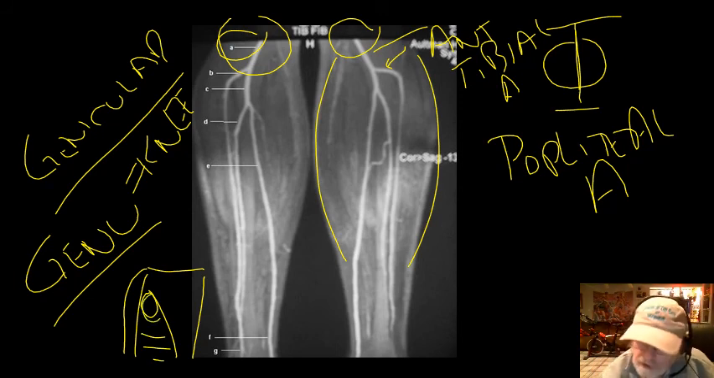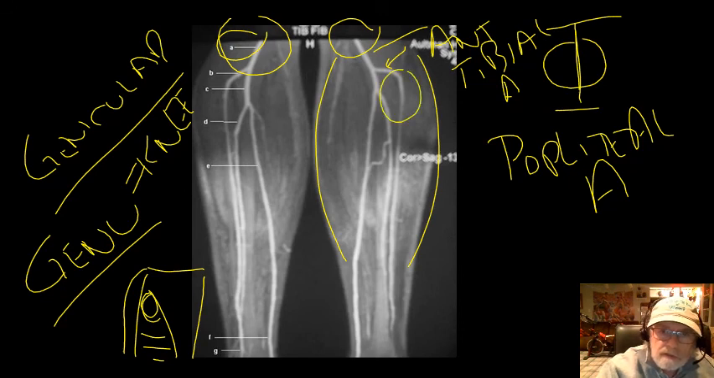Now, if you feel the front of your shin, you feel that big muscle bulk in the front of your shin, and you feel the bone coming right down the middle, the tibial crest, which everybody knows. Go lateral to the tibial crest, and you've got that big bulge. That's where the anterior tibial artery goes. It's going through that muscle bulk.